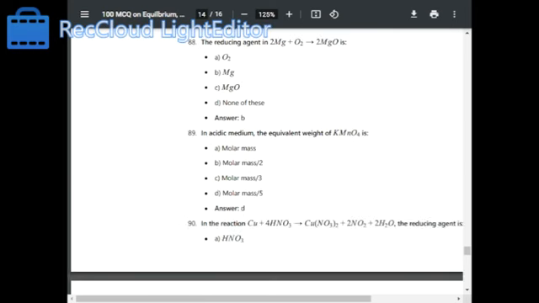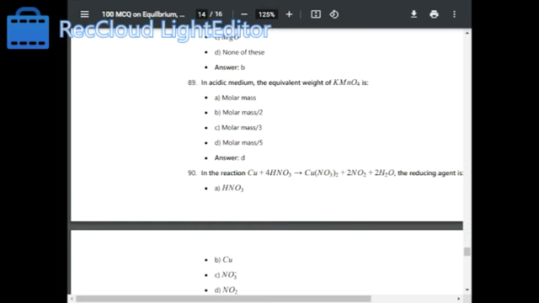Question number 89. In acidic medium, the equivalent weight of KMnO4 is. Option A, molar mass. Option B, molar mass upon 2. Option C, molar mass upon 3. Option D, molar mass upon 5. The correct answer is D, molar mass upon 5.